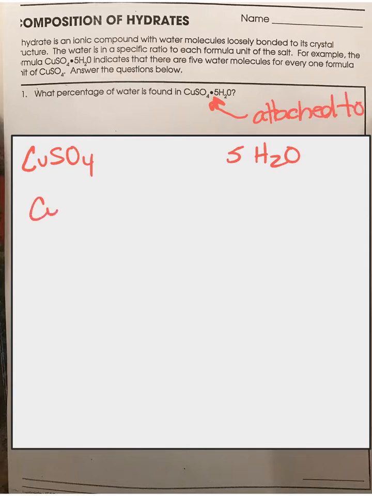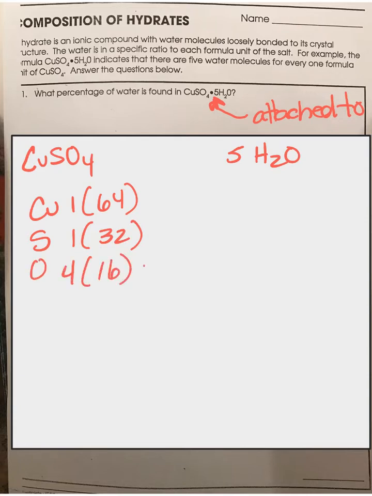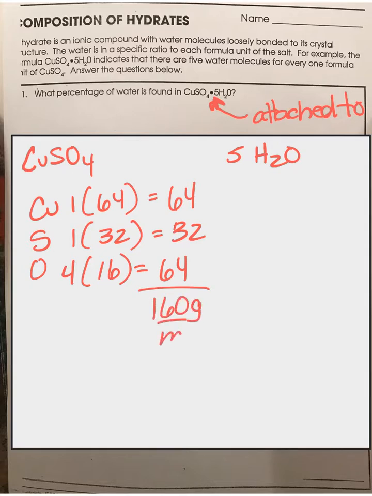Copper, there's one of them. It weighs 64. Sulfur, there's one of them. It weighs 32.1. We'll round it to 32. Oxygen, there's 4 of them at 16 apiece. That's a total of 64. That's a total of 32. And that's 64. When we add all 3 of these together, we get 160 grams per mole. That's just the salt.